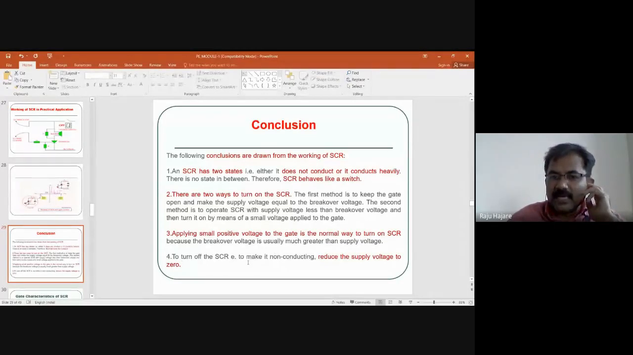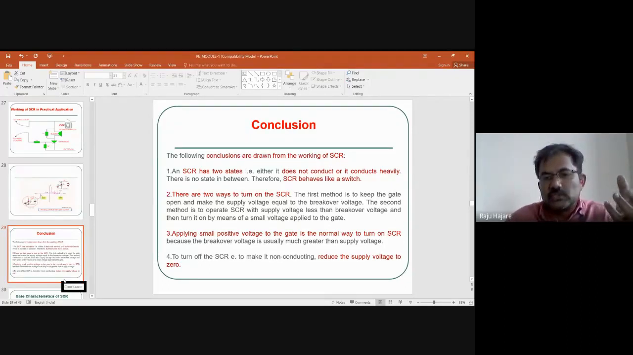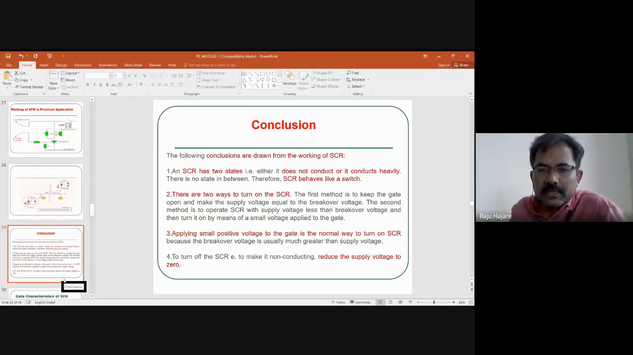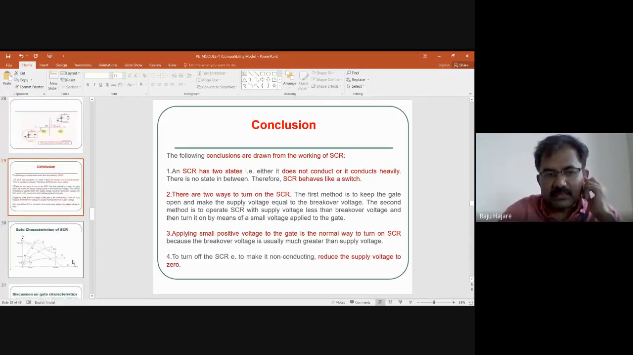So to turn off SCR, to make it a non-conducting device, what do you do? Reduce the supply applied across the SCR until 0. You will go on reducing. So that is a few conclusion points we can have on SCR. In continuation with this, next part is gate characteristics, gate turn on methods and turn off methods. That completes the discussion on SCR. So turn on methods I'll try to discuss.